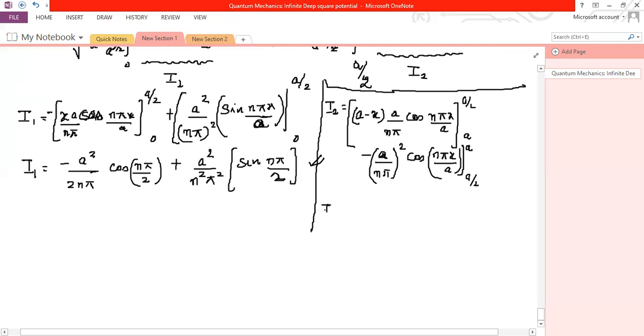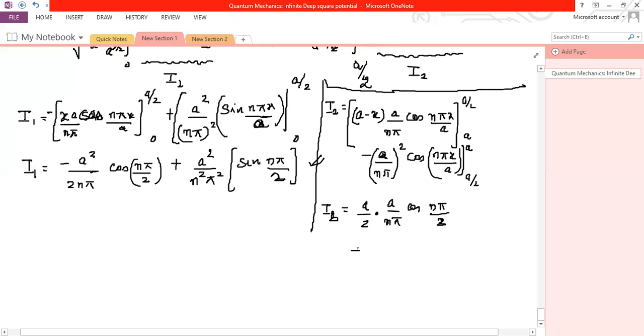Now I will write I2 equals what? If I place a by 2 here, so a minus a by 2 simply gives me a by 2 here. And here you have a upon n pi. And here you get cos of n pi upon 2. Okay, you get a cos of n pi upon 2.